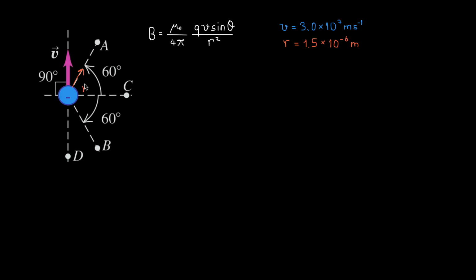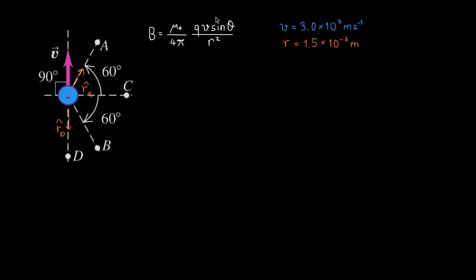So for instance, this is r hat for point A. Let me label it as r hat sub A. On the other hand, r hats for point D will look like this. So r hat sub D is this one. Because this is a unit vector, its magnitude is just 1. So what we really care about is its direction.